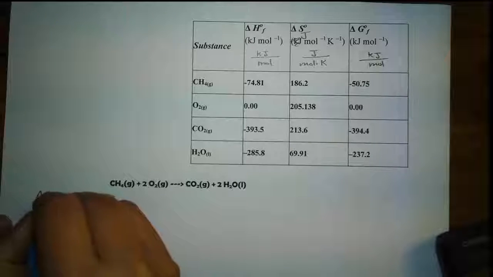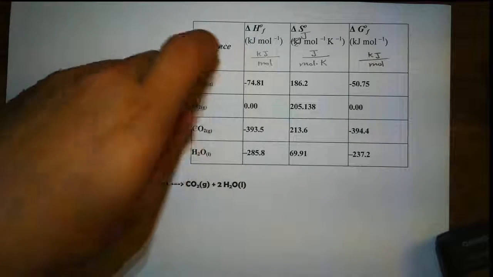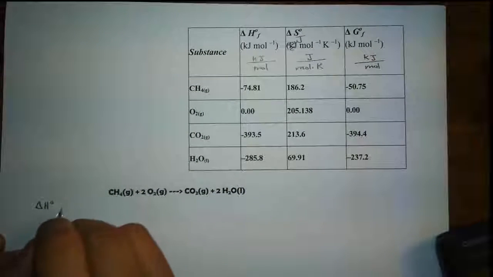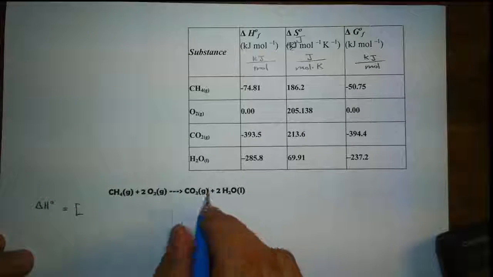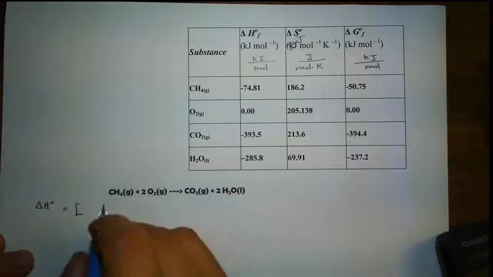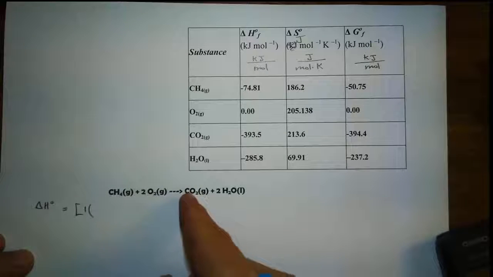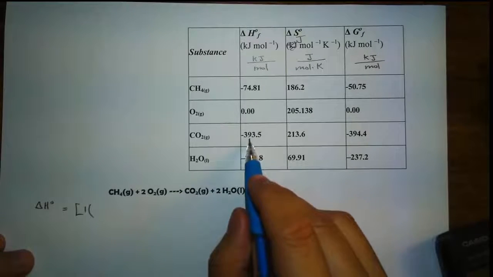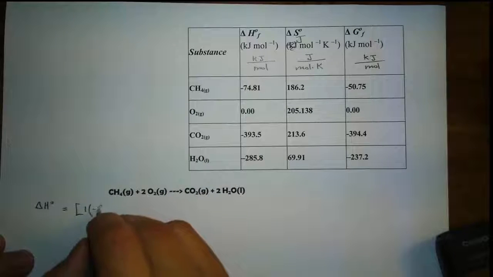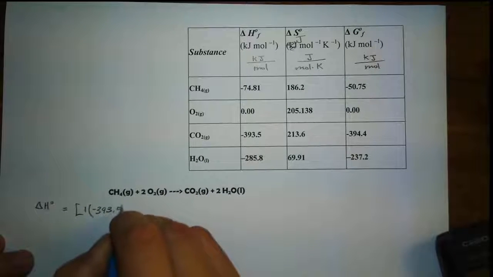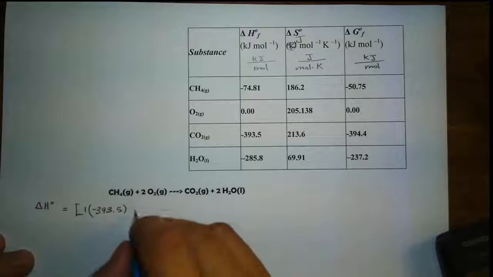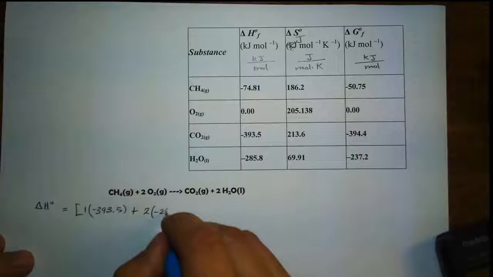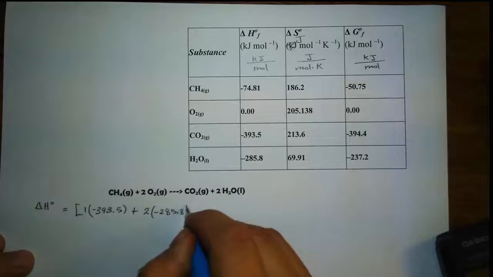Okay, so delta H is standard formation. Notice how this is formation of that substance, but this is the delta H of the whole entire reaction. So what we have again is the sum of the product. Here we have carbon dioxide and water, and that is 1 mole of carbon dioxide because there's no coefficient. So what's the value for CO2? CO2 is right here, negative 393.5, okay? And we're going to add 2 moles of water. What's the value for water? Negative 285.8, okay? And that's it for the product.